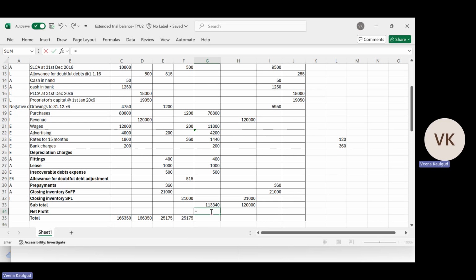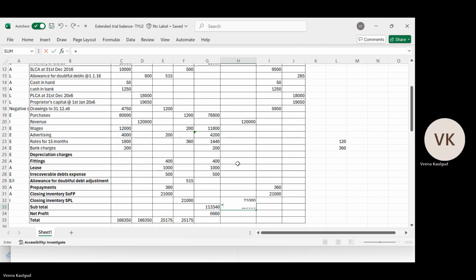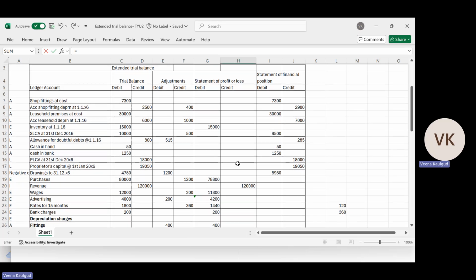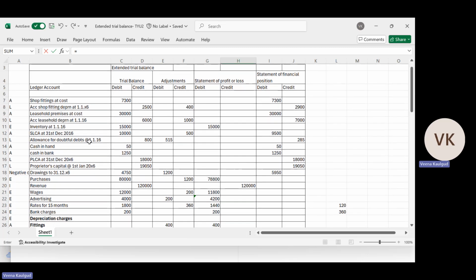So equals this minus this gives me a, 1 second, there is something wrong. Wait, so subtotal 113,340. Okay, something is missing here. Oh, it has not got added. Okay, equals 141,515. Where did I record the 515? Oh, this we missed, guys. This one, allowance for doubtful debts adjustment. We missed this, okay? So let me just add this here. So 515.